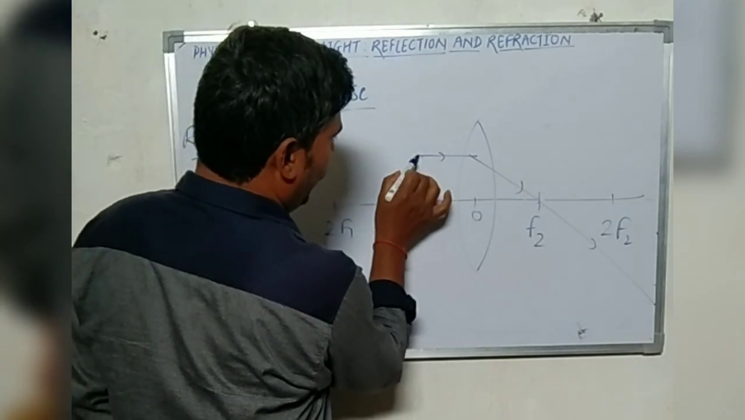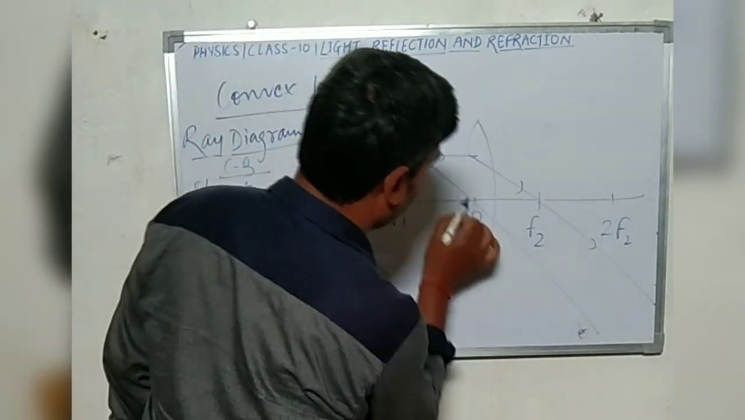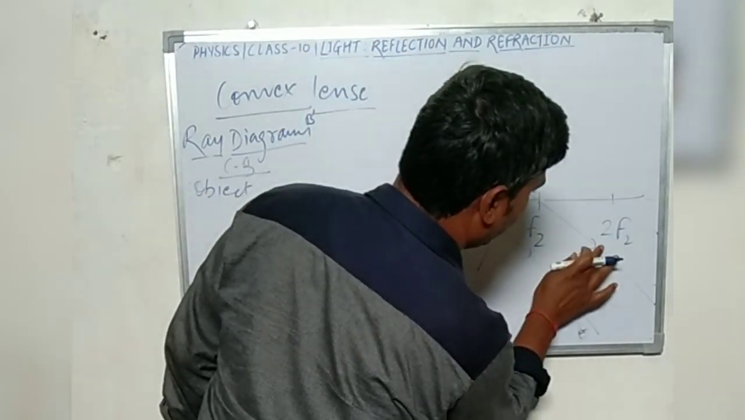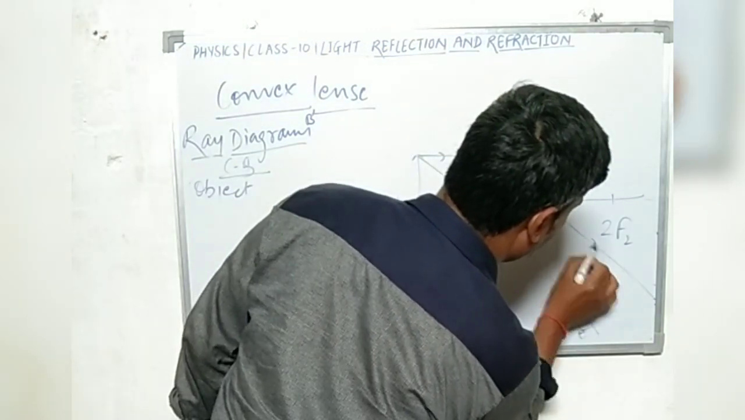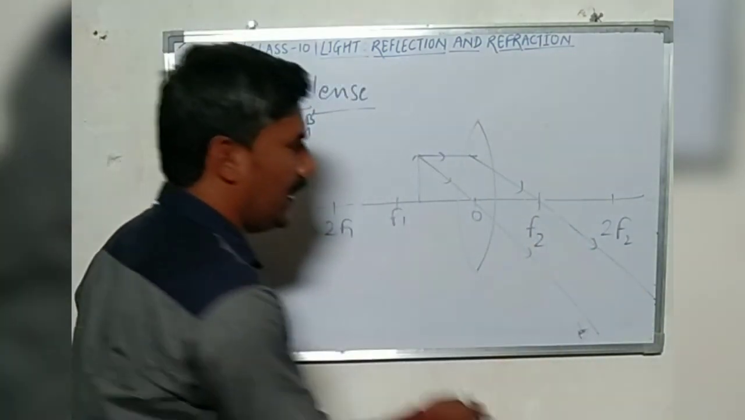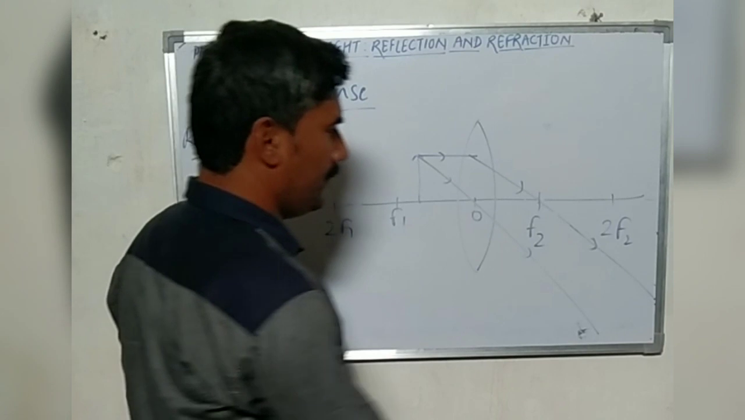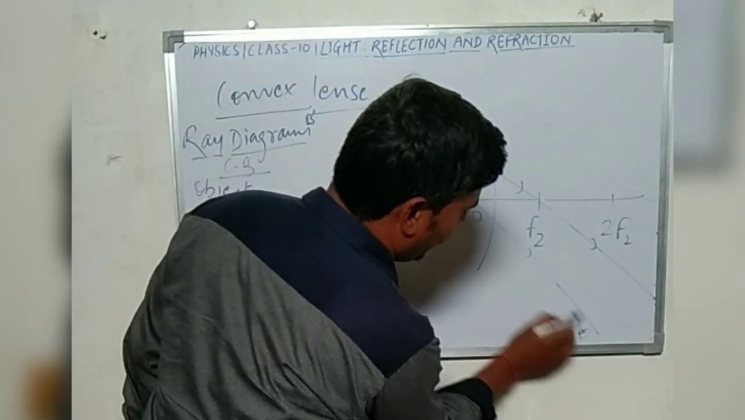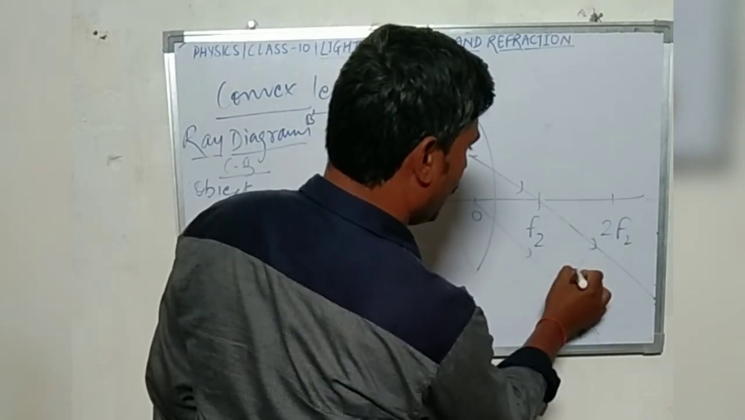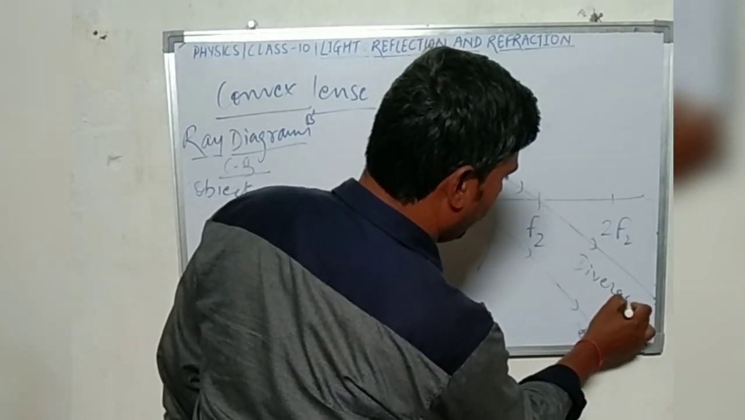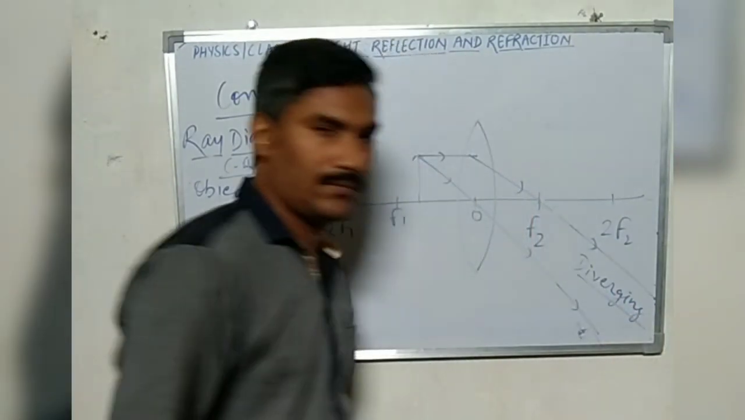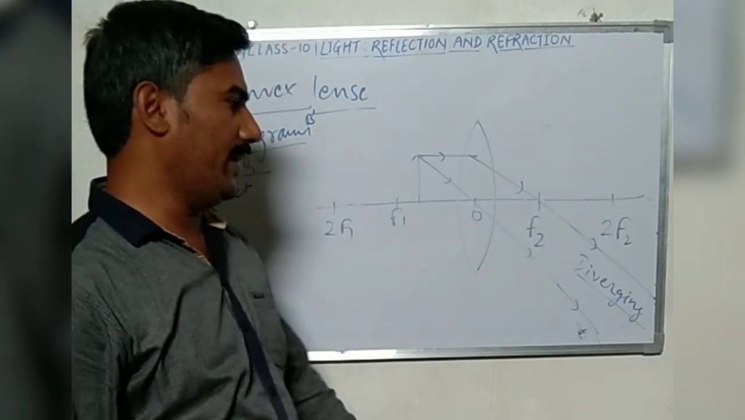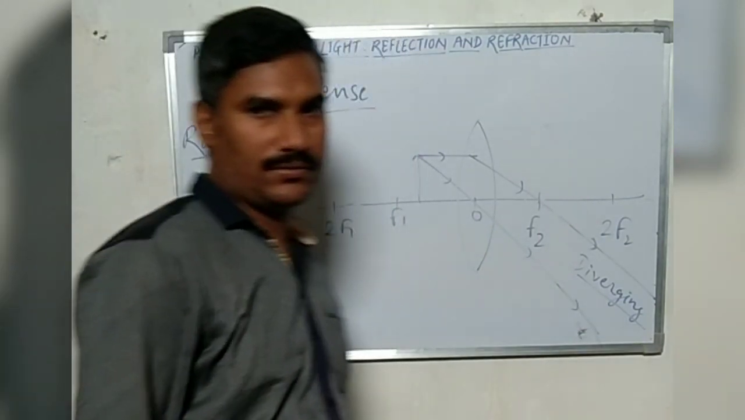But this time when it refracted, it is not parallel after getting refracted, means they are diverging. Since the rays are diverging, they will never actually meet in the proceeding direction.